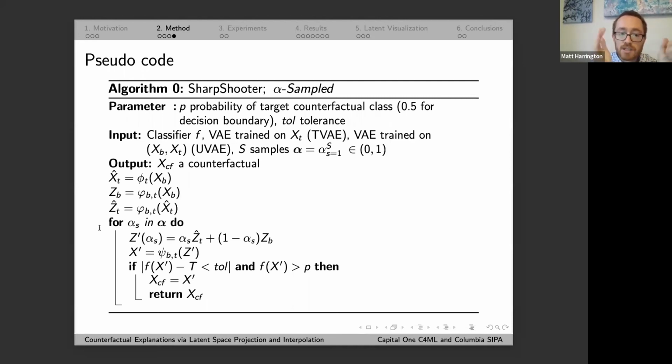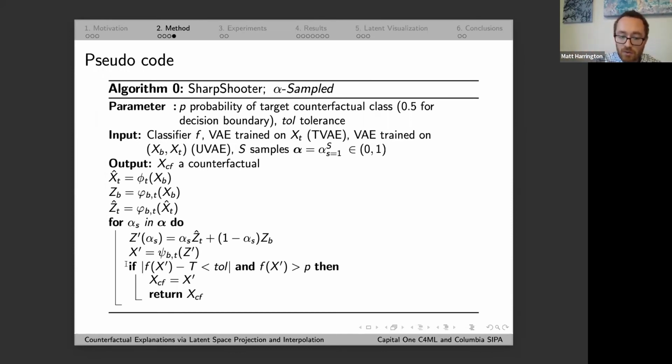And now for each little spot along the line, alpha is just between 1 and 0, we're going to do linear interpolation. So we go between the two endpoints, alpha SCT plus 1 minus alpha SCB, which is alpha distance between the two. And this is our candidate counterfactual here. We're not accepting it yet because we don't know how good it is. So we first have to decode it, which is psi there.